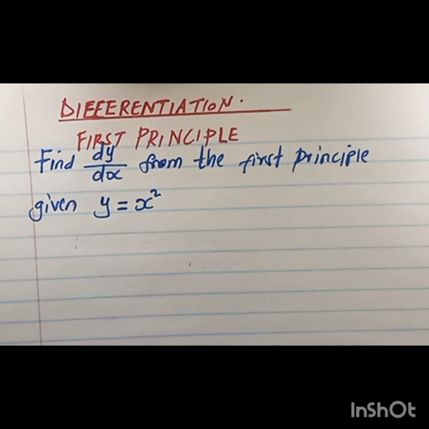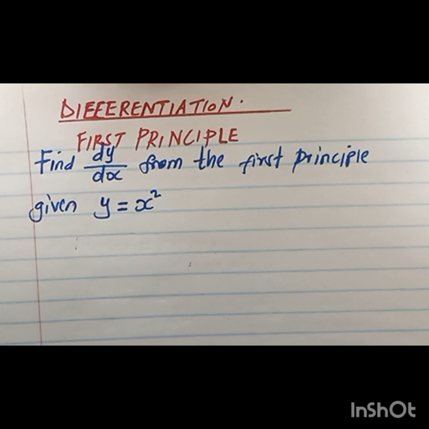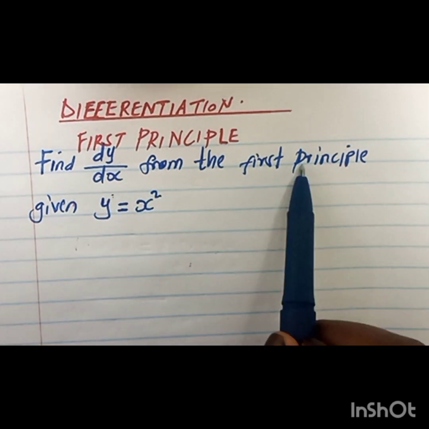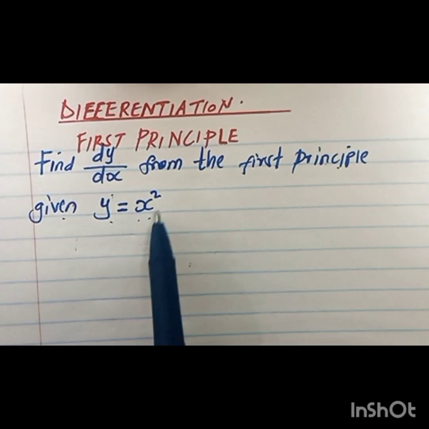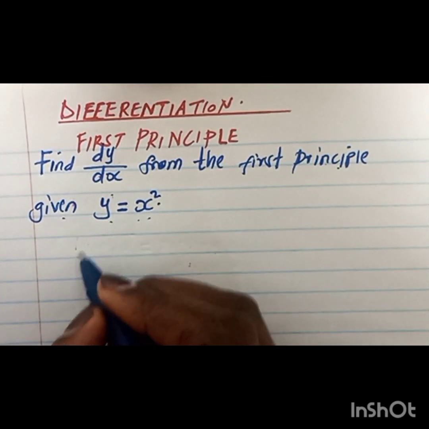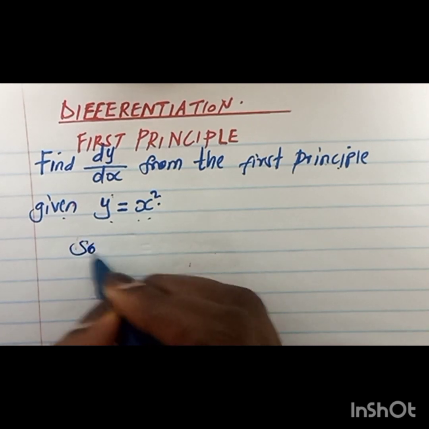Today I want us to look at differentiation from the first principle. So I'm told to find dy over dx from the first principle if I'm given y as x squared. So let us look at the solution.